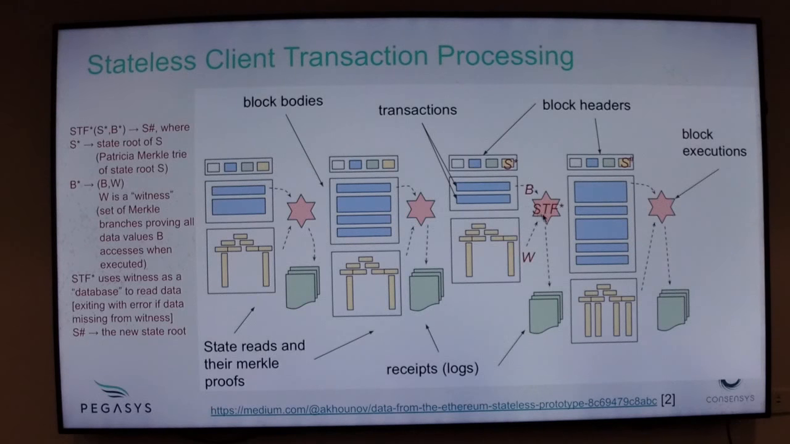And then we have the transformed state transition function that gives us our star hash there, which is the new state root. And this function uses the witness, which you can see in here, those Merkle branches, to read the data, and it'll exit with an error if it's unsuccessful. Now, to me that was one of these aha moments where you can actually visually see what it represents.